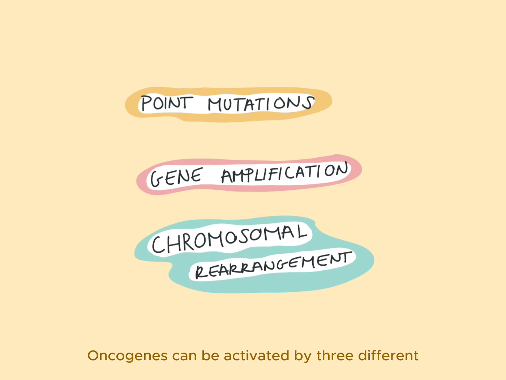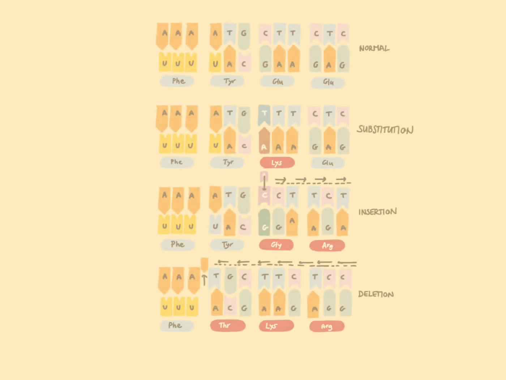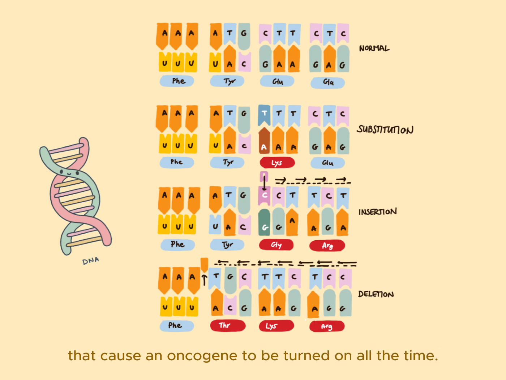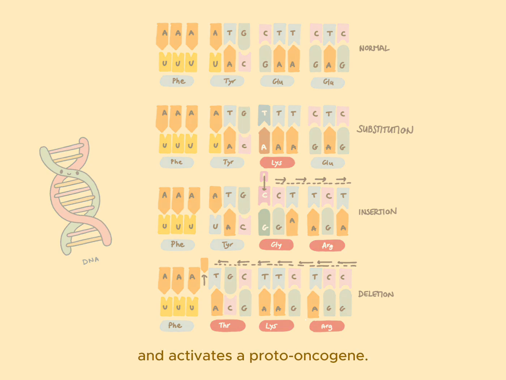Oncogenes can be activated by three different mechanisms: gain-of-function mutations or point mutations, gene amplification, and chromosomal rearrangements. Point mutations are genetic changes that cause an oncogene to be turned on all the time. These types of mutations can be inherited or they can be acquired in an individual's lifetime. This mutation alters, inserts, or deletes one or more nucleotides, which are the building blocks of DNA and RNA in a gene sequence, and activates a proto-oncogene.